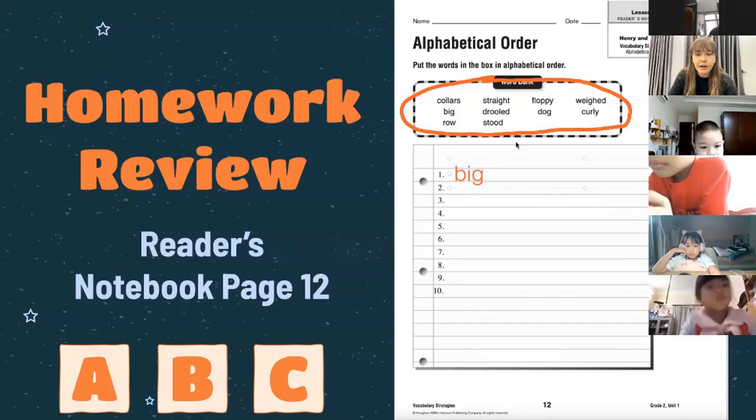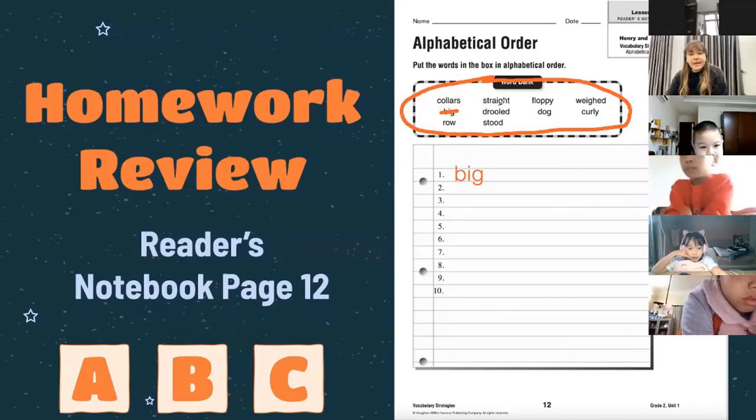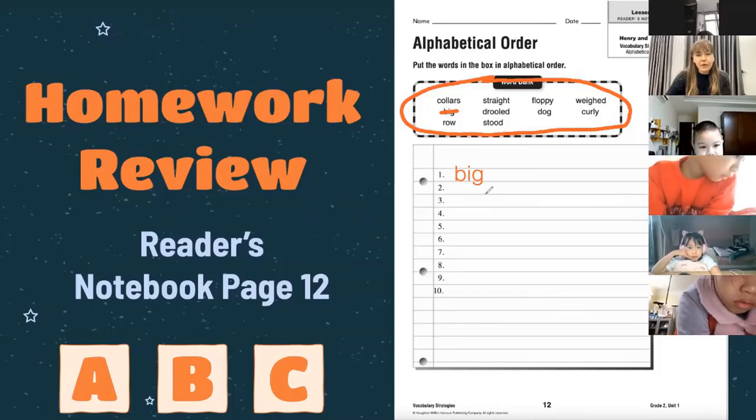Very good. The word big. Since we have no words that start with an A, we then go on to B. So in our word bank up here with our vocabulary words, the word that starts with a B is big. So that goes first in our ABC order.